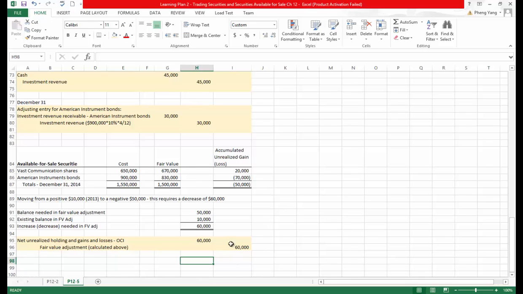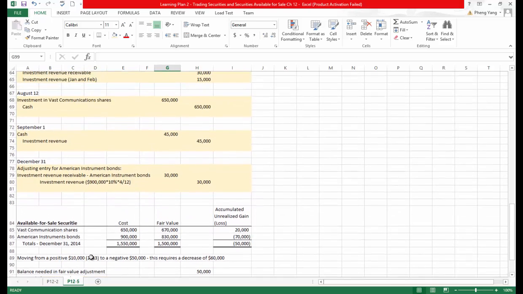All right. And just a little note on this again. The 60,000 debit balance in the net unrealized holding gains and losses is reported as 2014 other comprehensive income in the statement of comprehensive income, and it serves to decrease accumulated other comprehensive income, a component of shareholders' equity in the 2014 balance sheet from the $10,000 credit balance showed on that 2013 balance sheet to the 50,000 debit balance it shows in the 2014 balance sheet. So that's that for requirement 3.